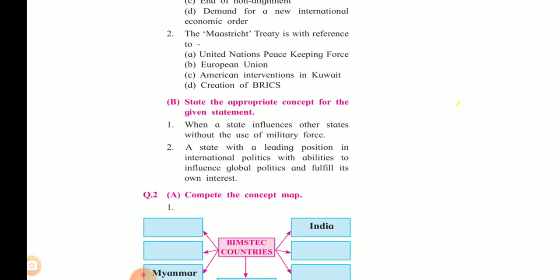Now B, state the appropriate concept for the given statement. First, when a state influences other states without the use of military force. Here in this question we have to find out one word for the given concept. The concept has been explained here, and we have to find the given word, a one word answer. So the answer is soft power. Yes, I am repeating the answer, soft power.